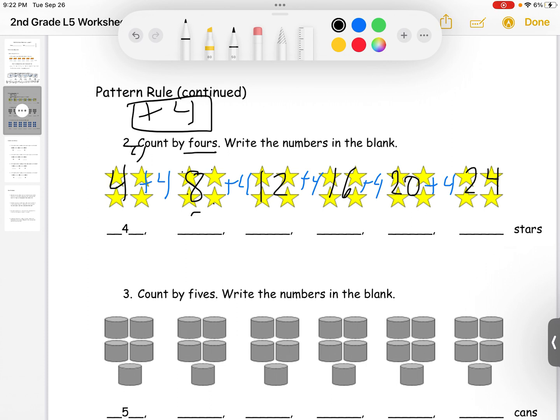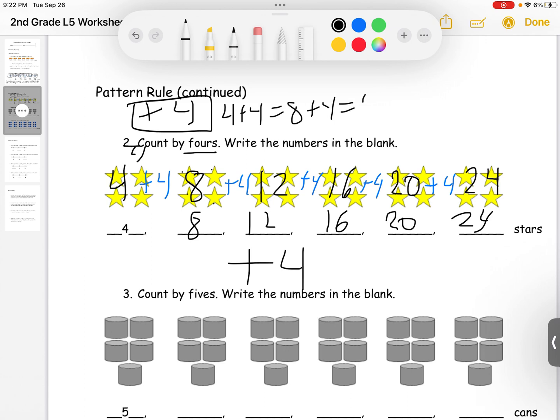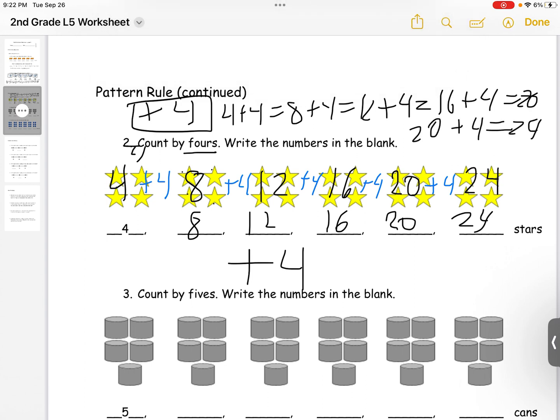So it's 4, 8, 12, 16, 20, and 24, since we're adding by fours. So it kind of looks like this. 4 plus 4 equals 8, 8 plus 4 equals 12, 12 plus 4 equals 16, 16 plus 4 equals 20, and 20 plus 4 equals 24 stars.